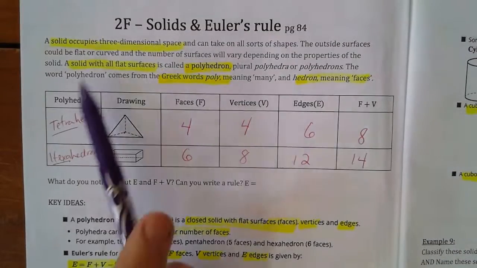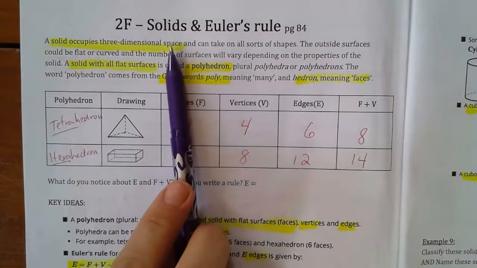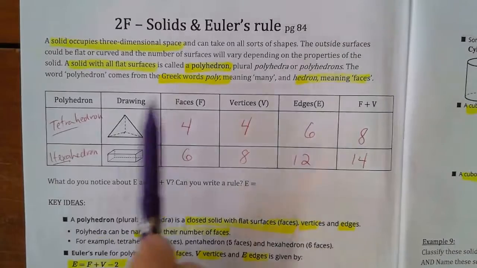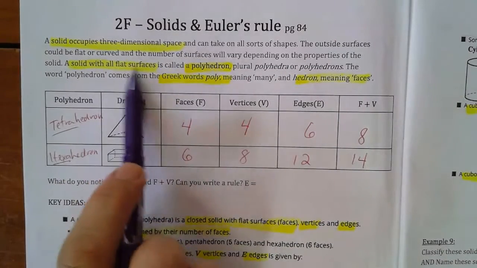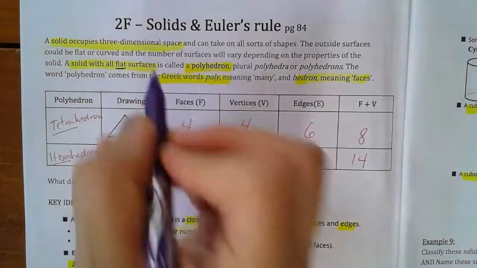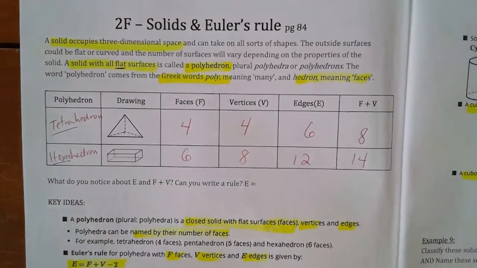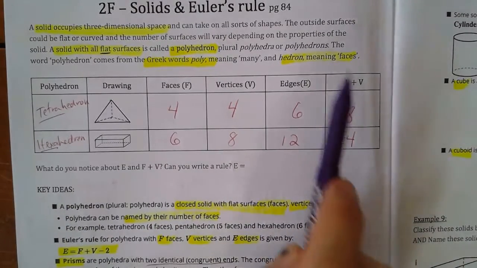Let's talk about solids. A solid is a three-dimensional shape, and it comes in all sorts of shapes and sizes. A polyhedron is a type of solid that has flat surfaces. So we're not talking about curves at the moment, we're talking about flat surfaces. Poly meaning many, hedron meaning faces.